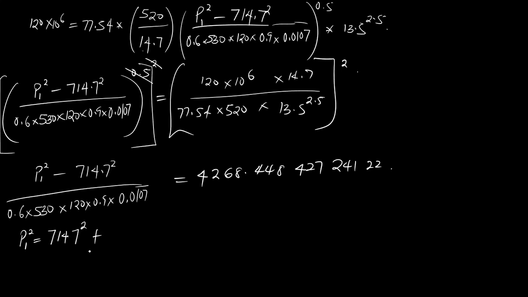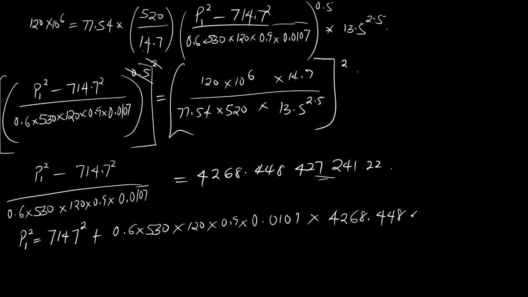714.7 square plus, now we use the whole of this that is in the denominator to multiply this. So we now have 0.6 times 530 times 120 times 0.9 times 0.0107 times 4 times the whole of this, 4268.448427 24122.